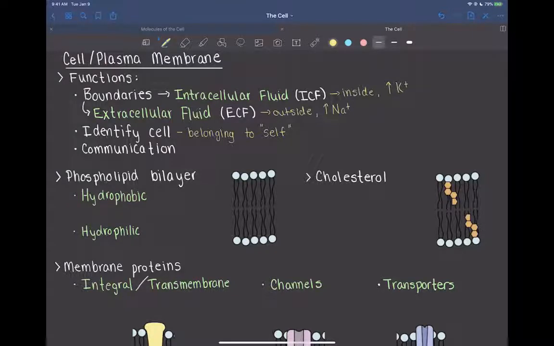And then there are also some structures in the membrane that allow communication between cells, so they can talk to each other. There are receptors and that kind of thing that can interact with other cells.